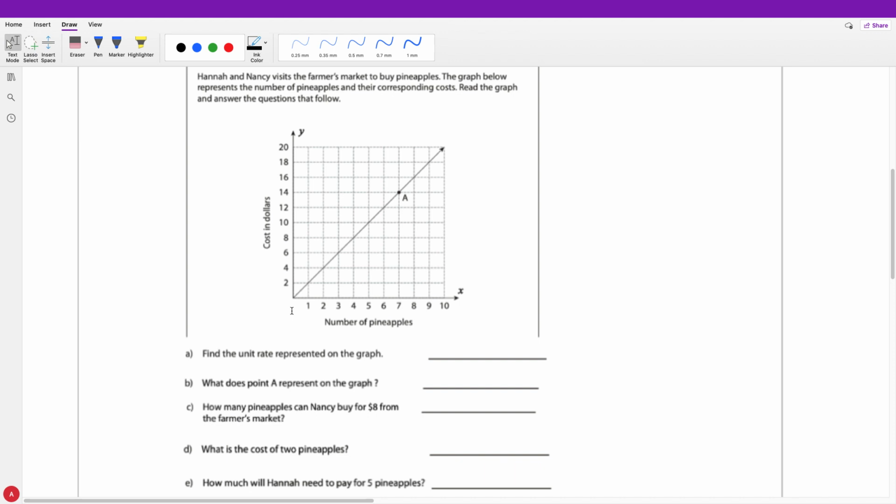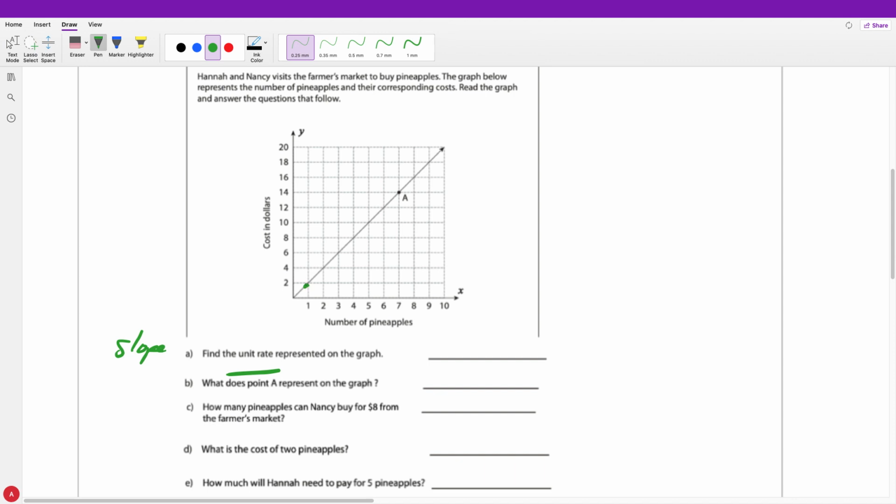All right, so for the entire interpreting section, I'm just going to go through this kind of quickly. It says Hannah and Nancy visit a farmer's market to buy pineapples. The graph below represents the number of pineapples and their corresponding costs. Read the graph and answer the questions that follow. So find the unit rate represented on the graph. So we know that's another way of talking about our slope. So we're going to find our slope for this first problem.